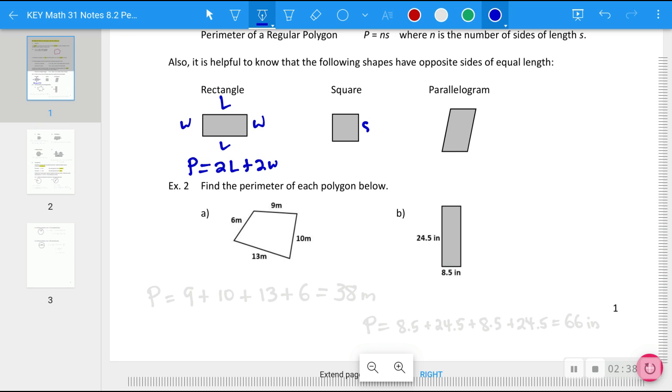In the case of a square, you could say s plus s plus s plus s, but that would be the same as the number of sides, 4 sides, times the length, 4s. On a parallelogram, if you've got a side length of a, the other side across from it is also length a, and then same thing in the other direction. So its perimeter is 2 of the a lengths plus 2 of the b lengths.